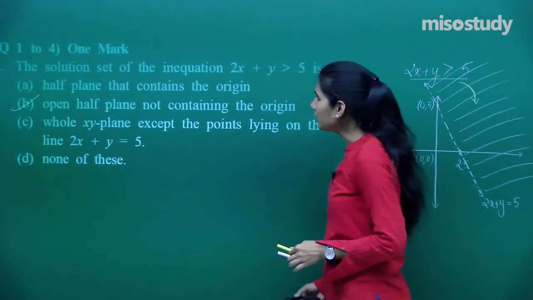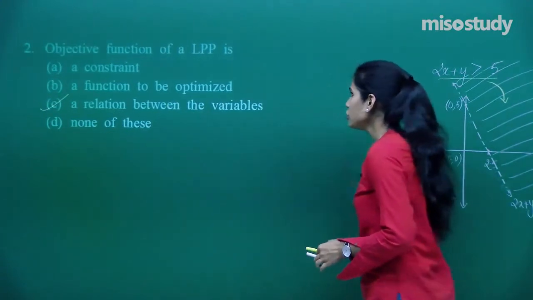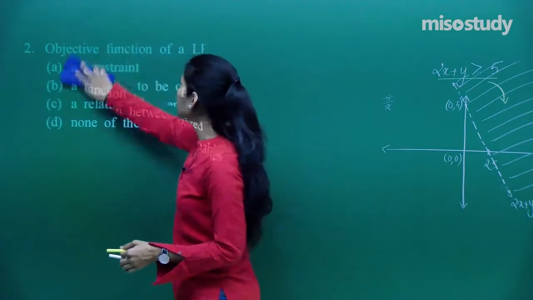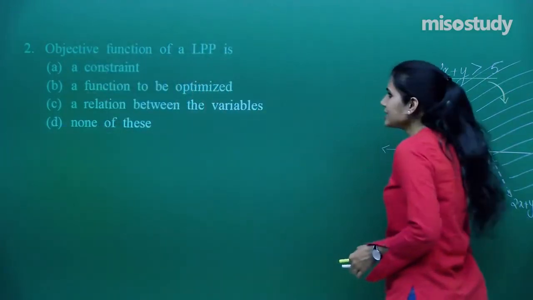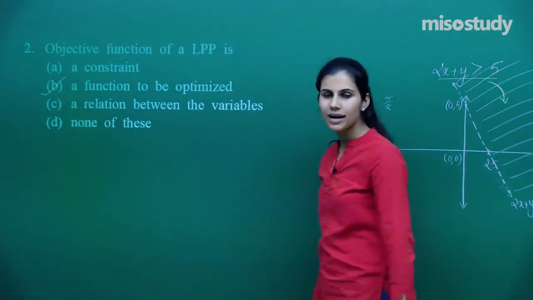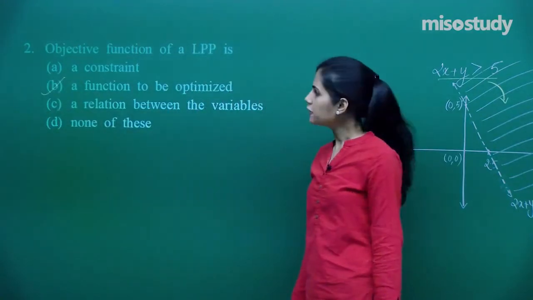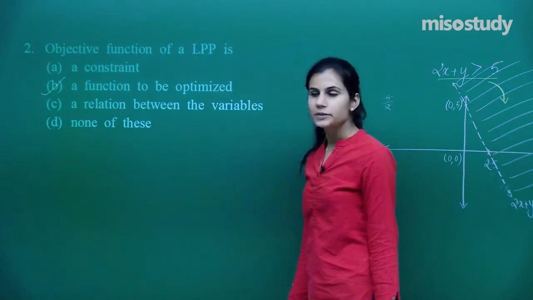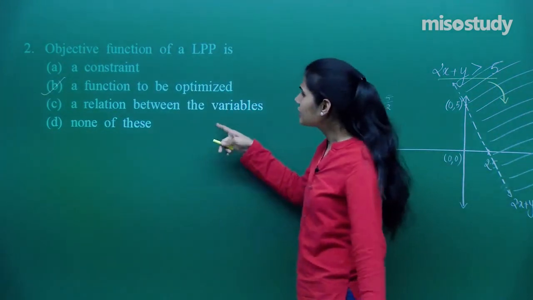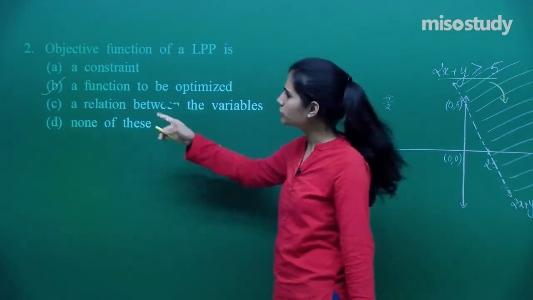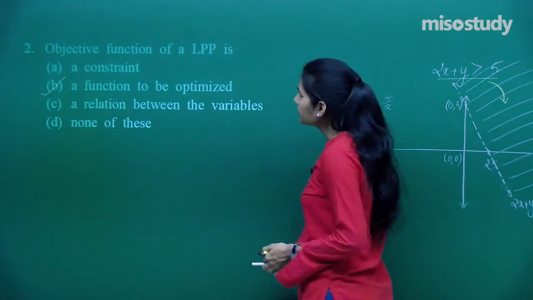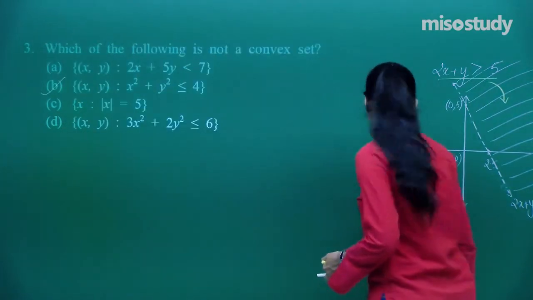Moving to the next question, we have: objective function of an LPP is what? You all know the objective function of an LPP is not a constraint, it is actually a function to be optimized, either maximized or minimized. It is a linear function to be optimized. It is, yes, a relation of the variables, but a more apt option is that it is a function to be optimized. Moving to the next, we have: which of the following is not a convex set?